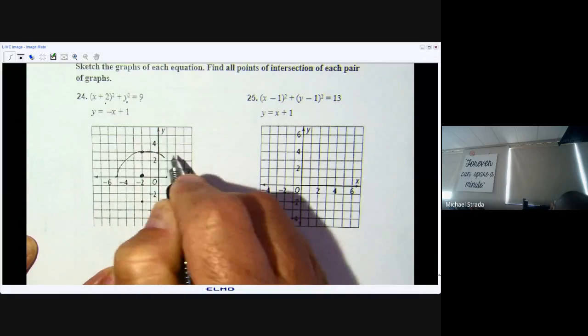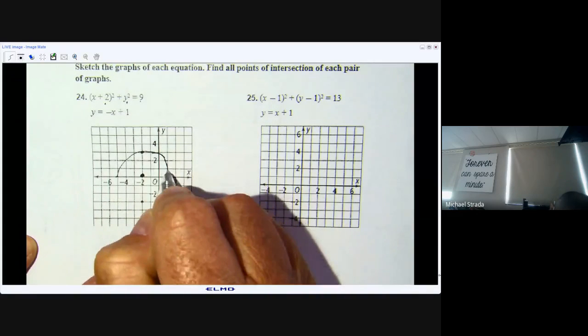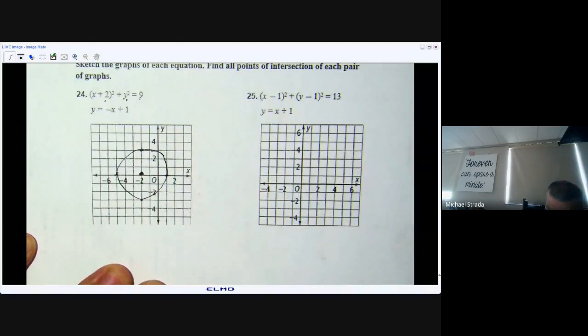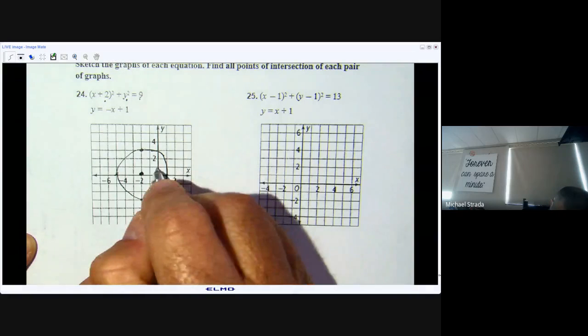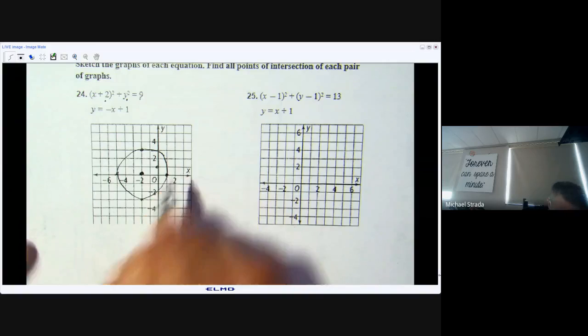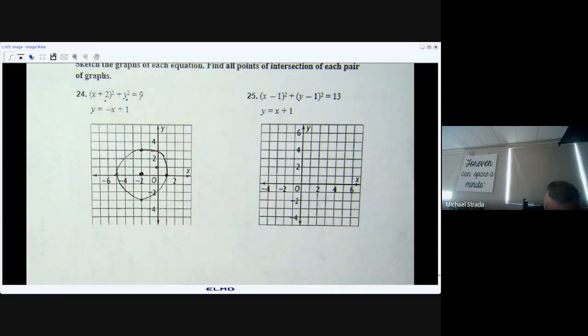I'm going to sketch my circle. Then I'm going to graph negative x plus 1. All right? So my y-intercept is 1, and then I'm going to go down 1 and over 1. I connect them.